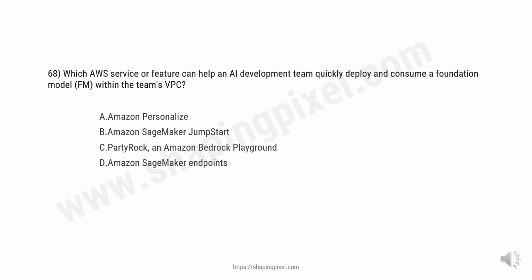Question number 68. Which AWS service or feature can help an AI development team quickly deploy and consume a foundation model within the team's VPC? Option A. Amazon Personalize. Option B. Amazon SageMaker JumpStart. Option C. PartyRock and Amazon Bedrock Playground. And option D. Amazon SageMaker Endpoints.